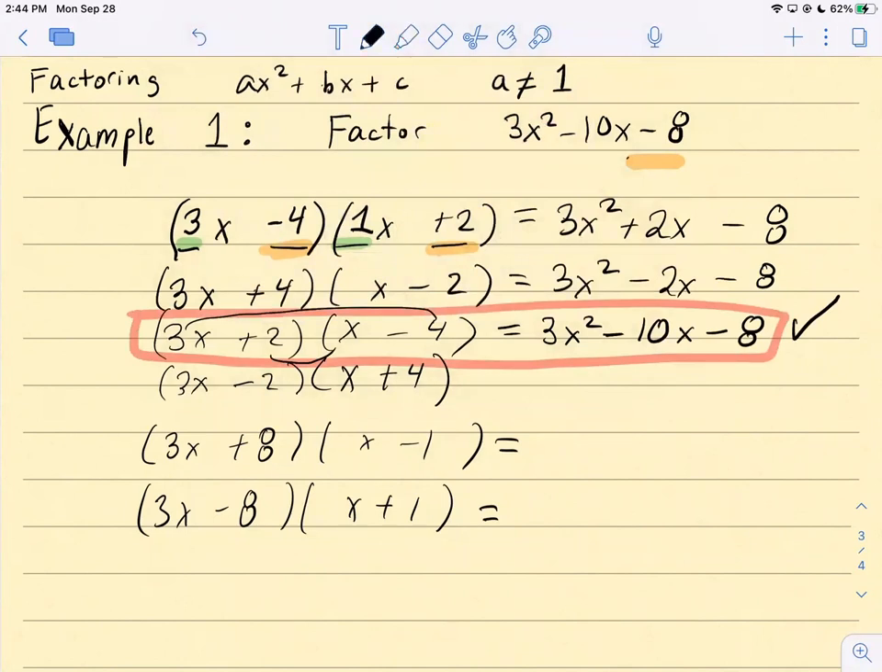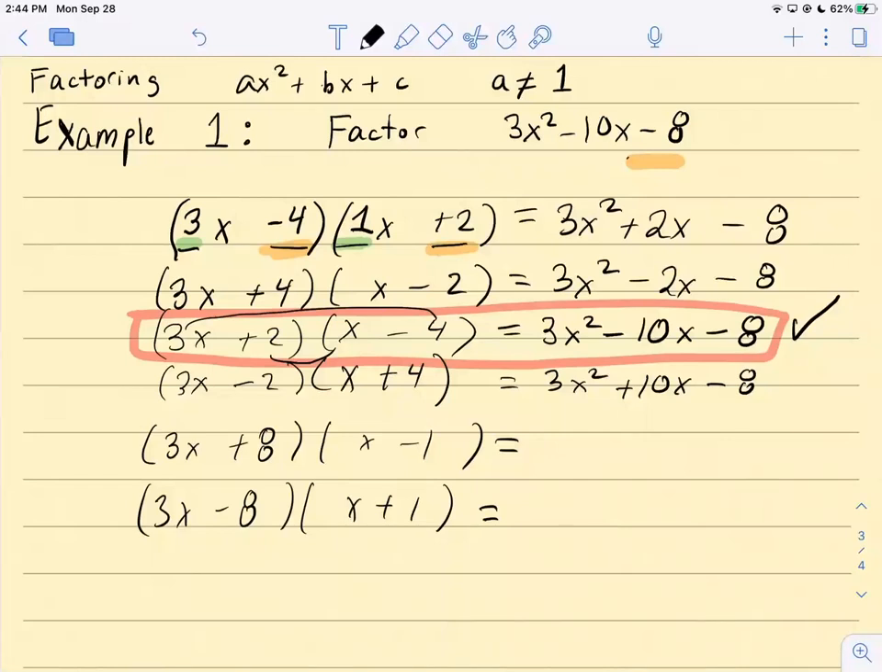And this one, you don't have to keep doing it, but this one underneath will be 3x squared, 12x. This would be plus 10x. Okay.